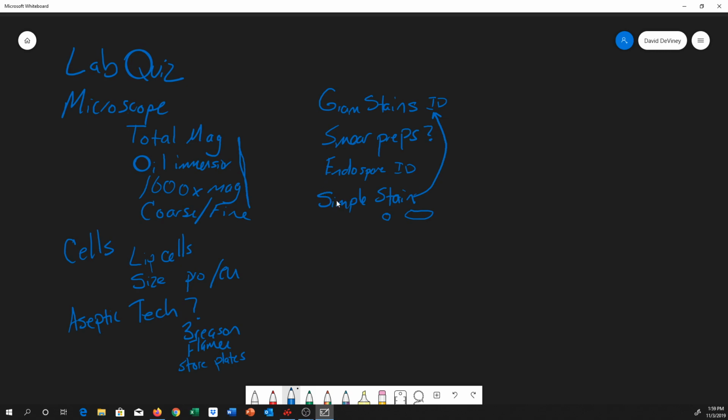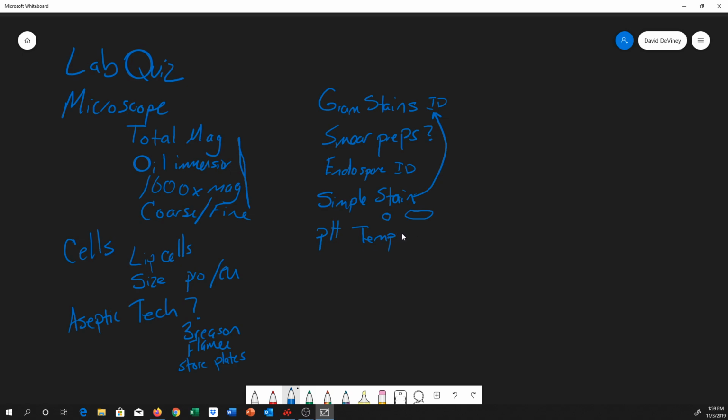We did a pH and temperature lab. And so that was just looking at the effects of pH and temperature. I know we didn't do the stats with those, but I think you got a pretty good idea of how temperature and pH can affect bacterial growth.